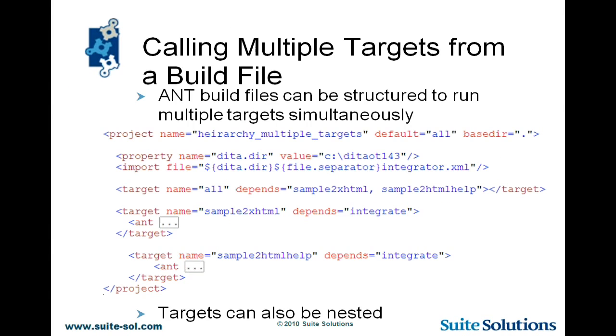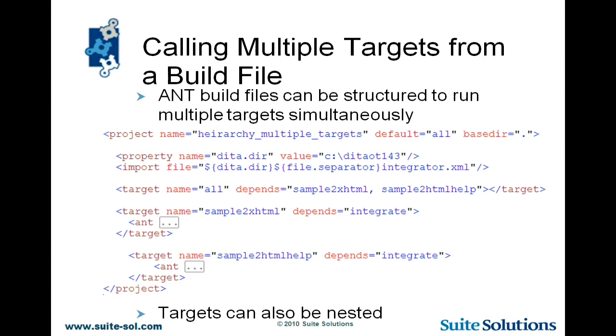Here I wrote calling multiple targets from a builds file. And the idea is that Ant builds files can be structured to run multiple targets simultaneously. So the example we just saw was running one DITA map with one trans type. But in real life, we all have many different needs from our DITA OT processing.